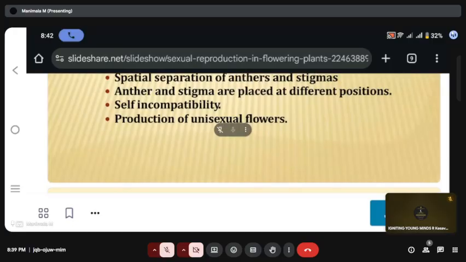So in this method, production of unisexual flowers, we can control it.